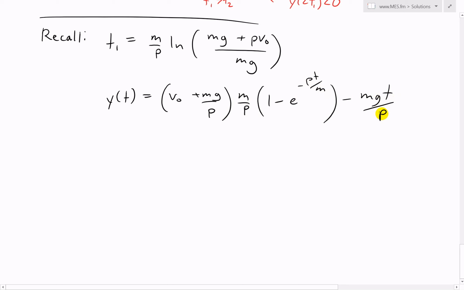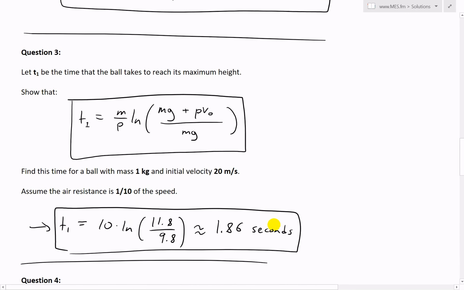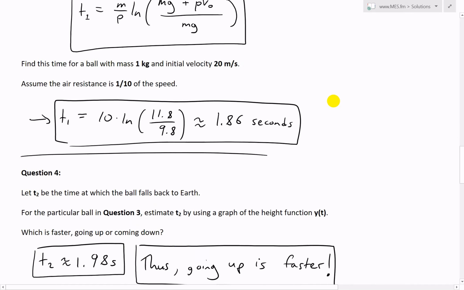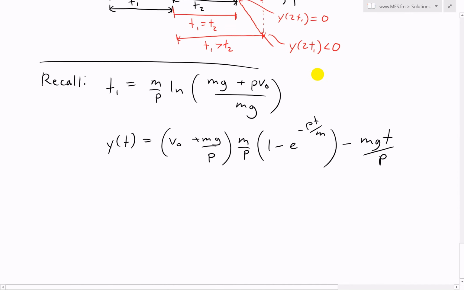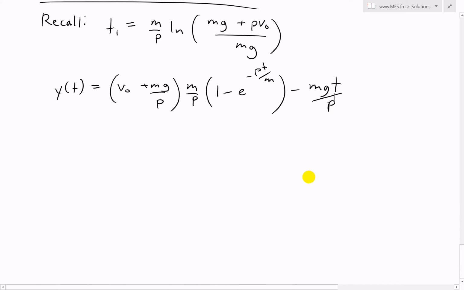I just want to double check. So v0 plus mg over p. Let's go back up. Yeah, v0 plus mg over p. Yeah, so this is right. So this is what we have, and I just moved it over to the left just to be a bit neater. So that's what we have.